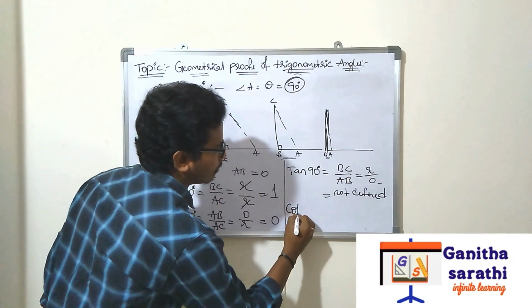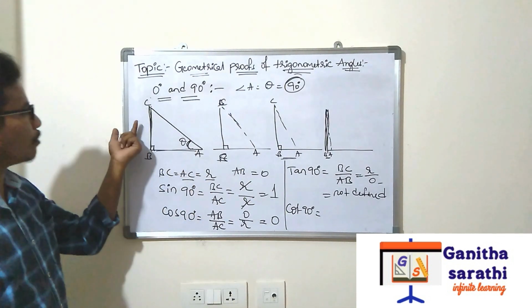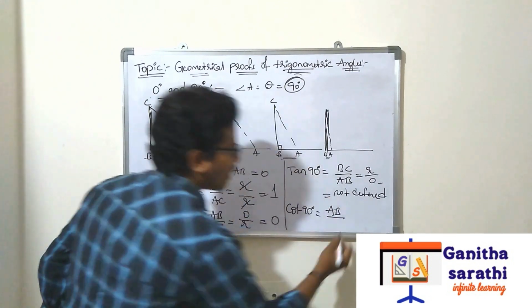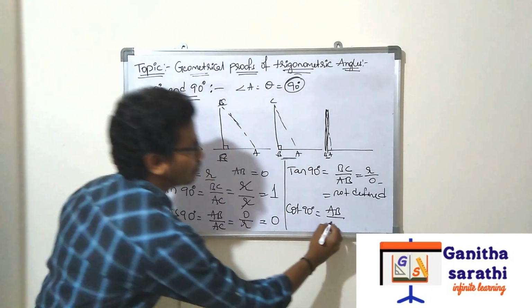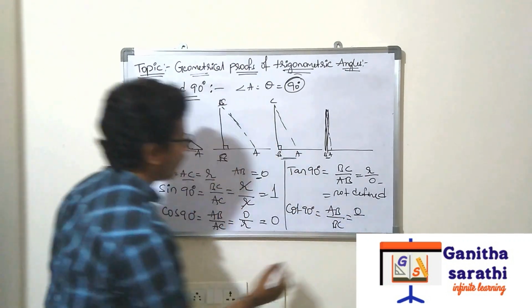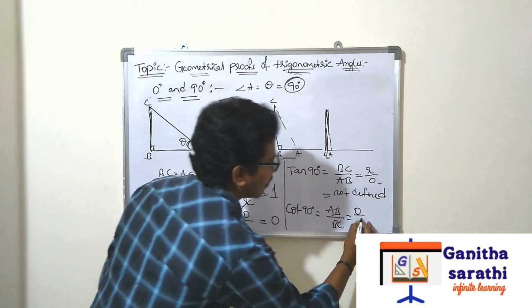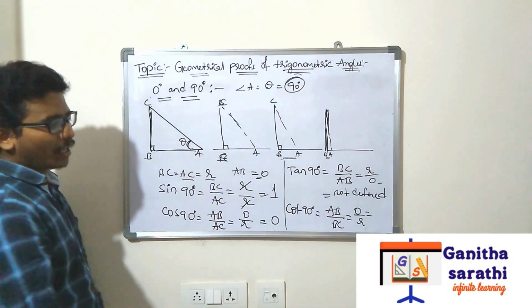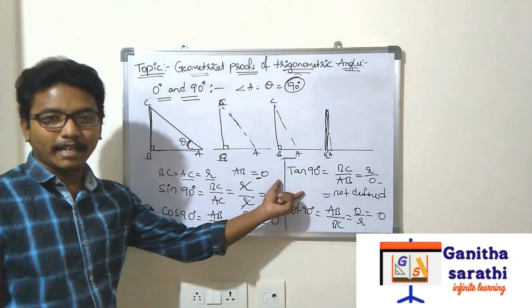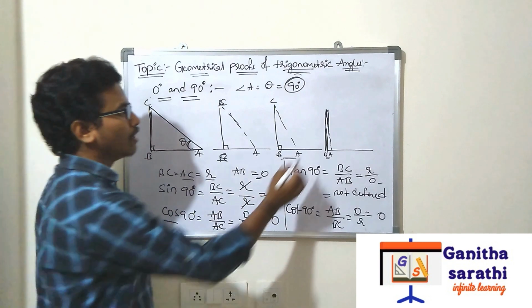Next, cot 90. Cot value is adjacent side by opposite side. What is adjacent side here? AB. What is opposite side? BC. What is AB value? 0. What is BC value? R. 0 by R means 0. Okay. Next, tan is completed. Cot is also completed. Next, reciprocal of cos is what?